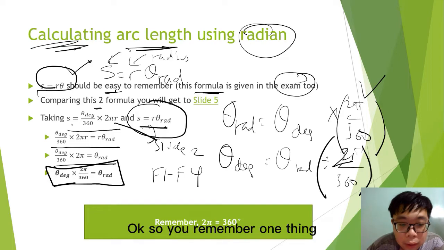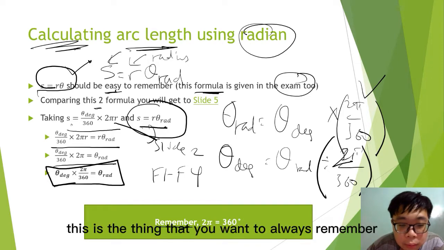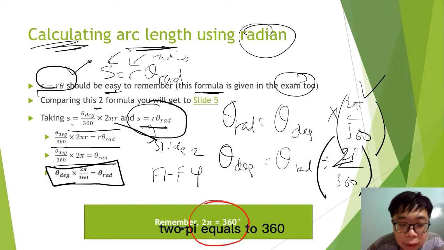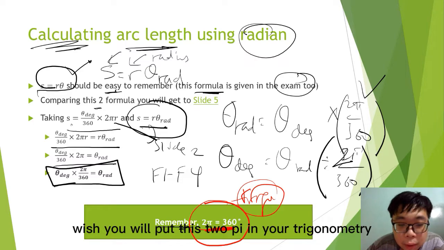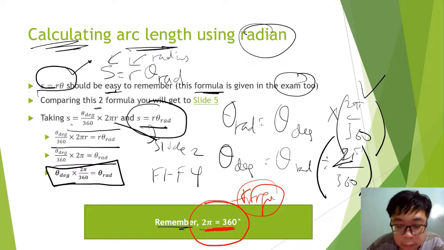Okay, so remember one thing. This is the thing that you must always remember: 2 pi equals 360. Remember this until trigonometry later. You have one chapter on trigonometry, in which you will put this 2 pi into your trigonometry.